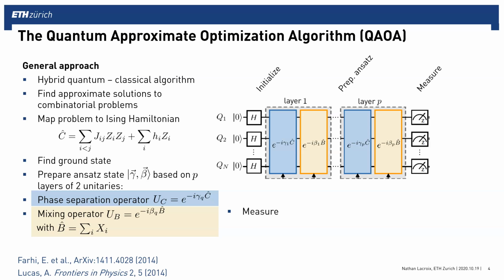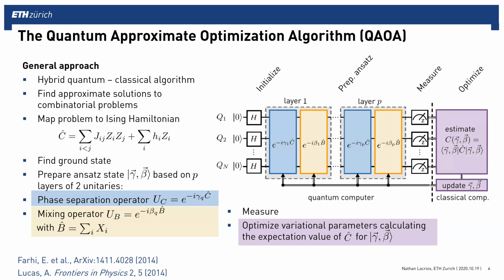The ansatz state is then measured and then used by a classical optimizer to measure the expectation value of C for the ansatz state, and the classical optimizer then updates the variational parameters to minimize the energy of the system. One important fact to point out is that the performance of the algorithm is largely dependent on the number of layers that are applied in the algorithm, and typically more layers allow to solve more complex problems.